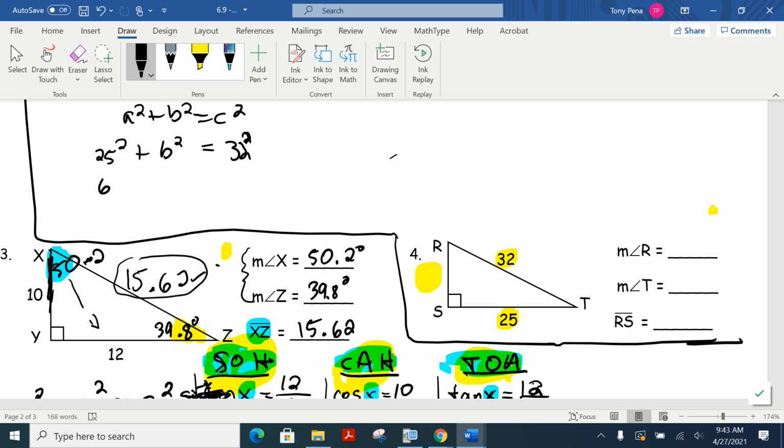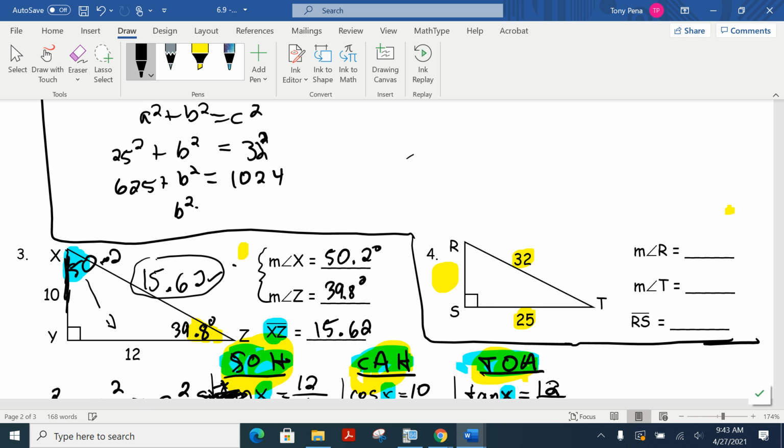Okay, this I do. So it's what, 625 plus B squared equals, that one I don't know. 1024. All right, thank you. Subtract your 625 over. Is that 399? Yeah, 399. Take our square root of both sides. That's got to be awfully close to 20, right? 19 something-ish. Yeah, 19.97. Okay, so pretty much right at 20 for the length of B.